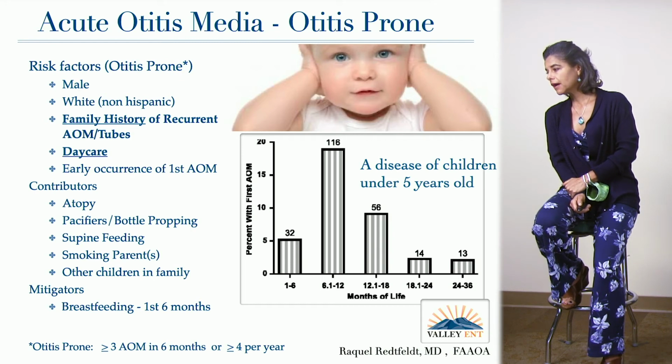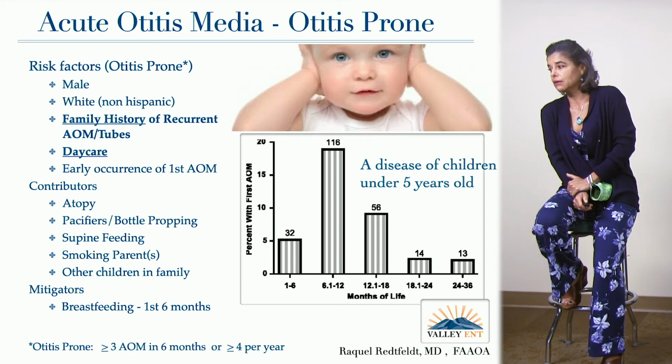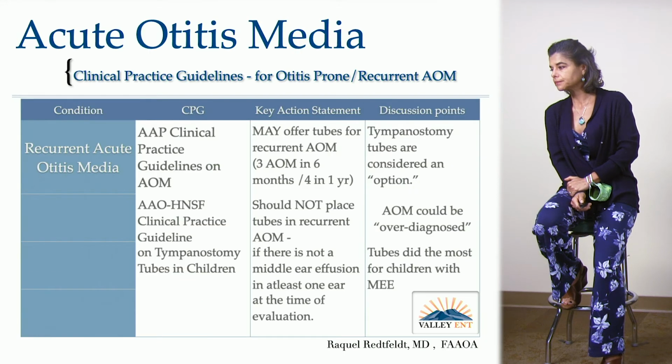And then there's the graph of really who gets acute otitis media. Again, it's a disease of patients under 5 years of age, and you can see on that graph that it basically just goes out to 3 years, and you could make the argument that this is a problem for 3 years and under.